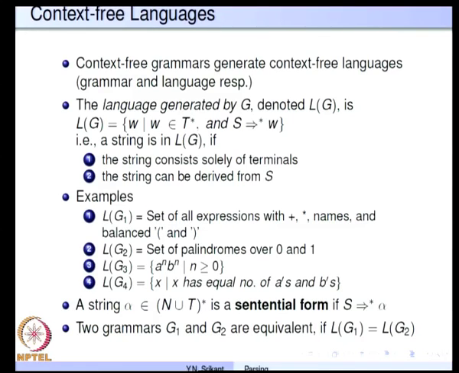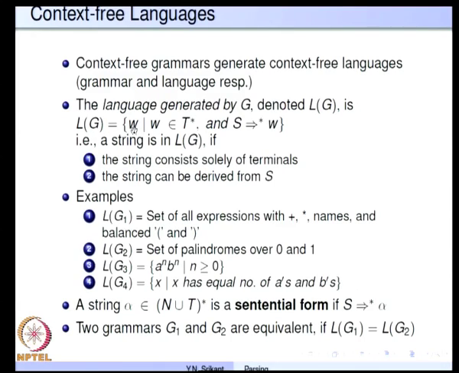So, once we understand how to derive strings from the start symbol, we are also ready to define the language which is generated by a context free grammar, and then we will take up more examples of grammars and the further derivation trees and so on. Context free languages are specified by context free grammars, and context free grammars are said to generate context free languages. Once we are given a grammar G, the language generated by that grammar is denoted as L of G. Just as for regular expressions we wrote L of R, here we write L of G.